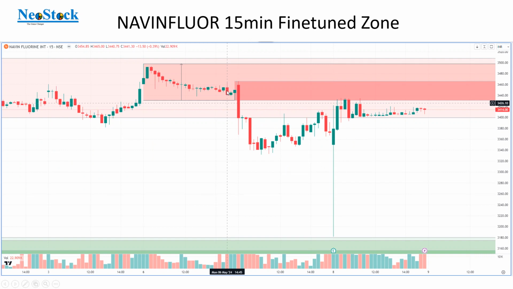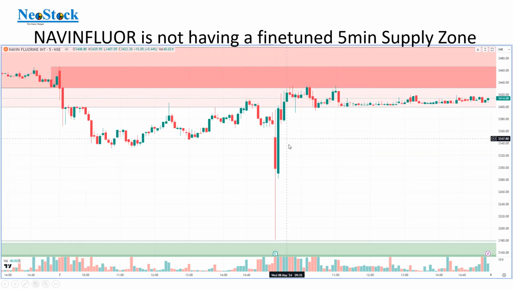And again here you have a drop, 2 base candles and a drop. This is a 15-minute zone, a fine-tuned 15-minute zone. And here we don't have any proper structure in the recent creation. So Navin Fluorine does not have a fine-tuned 5-minute zone.